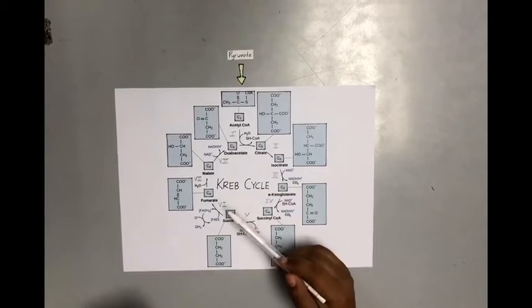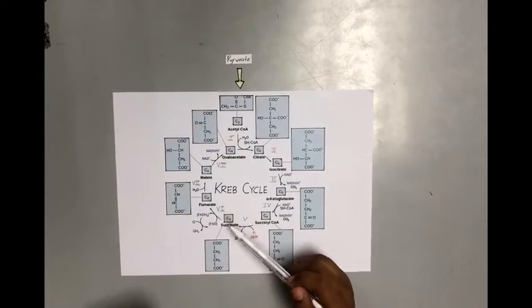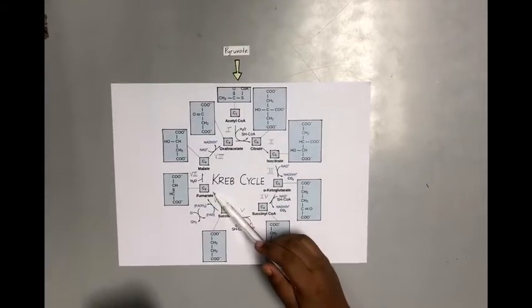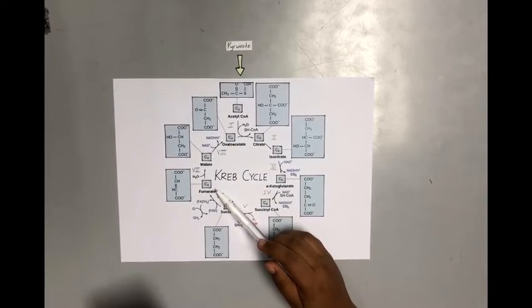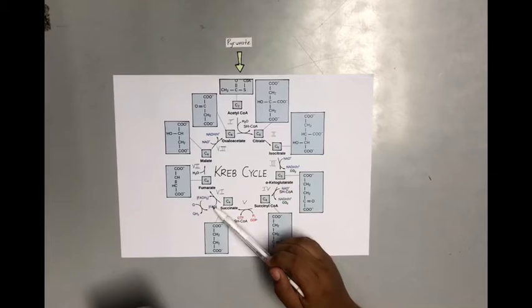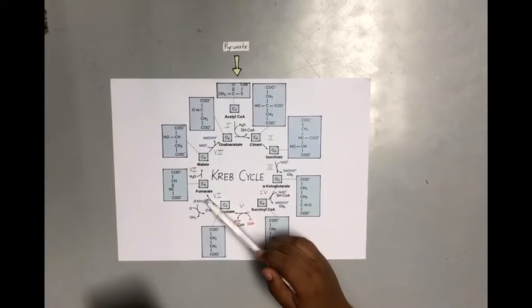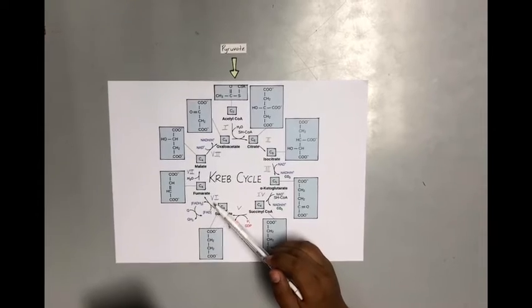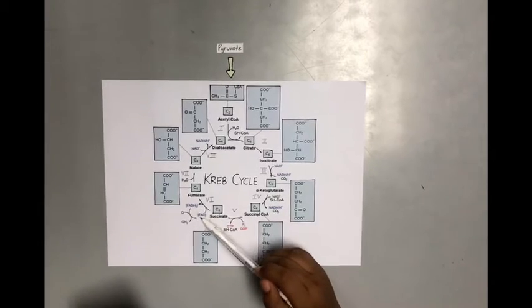Step 6 is a dehydration process that converts succinate into fumarate. Two hydrogen atoms are transferred to FAD, producing FADH2. The energy contained in the electrons of these atoms is insufficient to reduce NAD positive but adequate to reduce FAD.